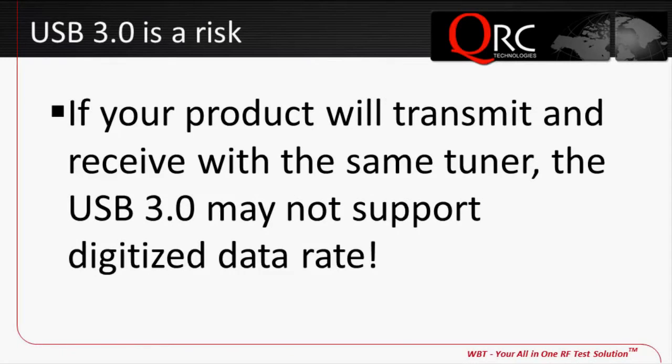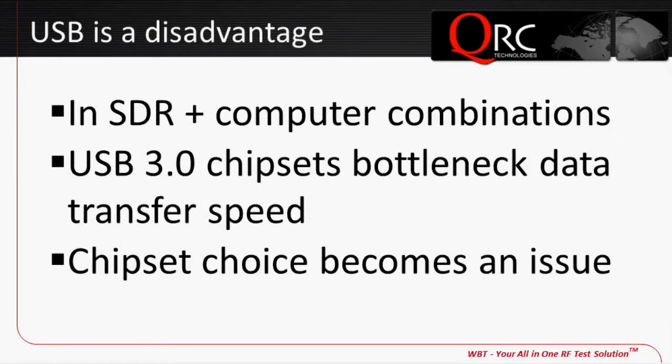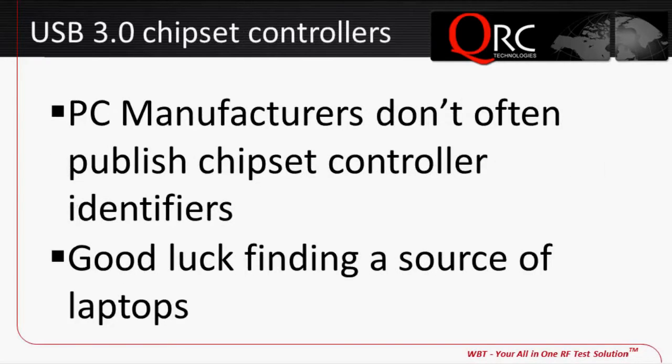Most SDRs employ a USB 3.0 data connection to the computer. USB 3.0 can be a serious disadvantage for the SDR plus computer configuration. If your product will transmit and receive with the same tuner, the USB may not support the digitized data rate that you need. The USB 3.0 chipset may be a bottleneck for the data transfer from the SDR to the computer hard drive. Chipset choice becomes a design issue.